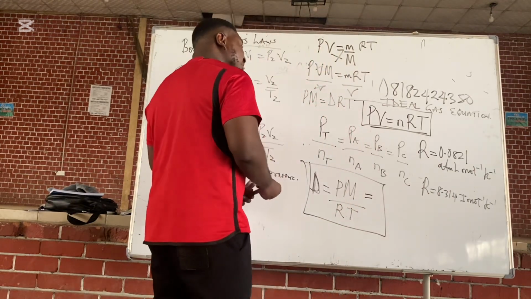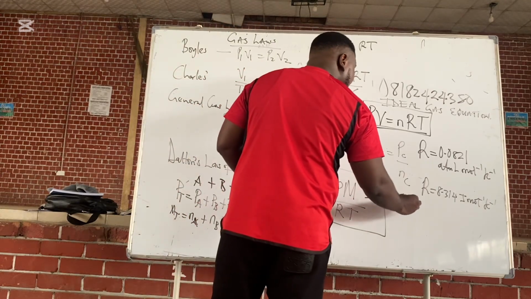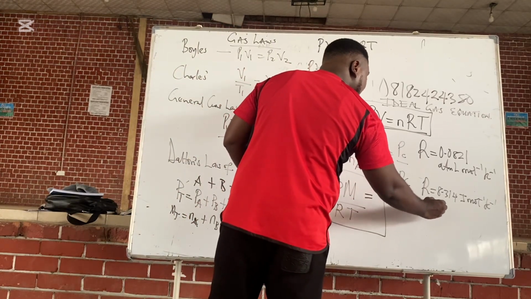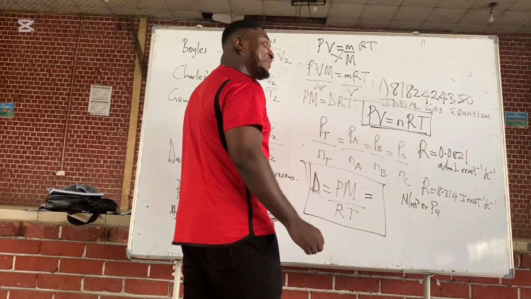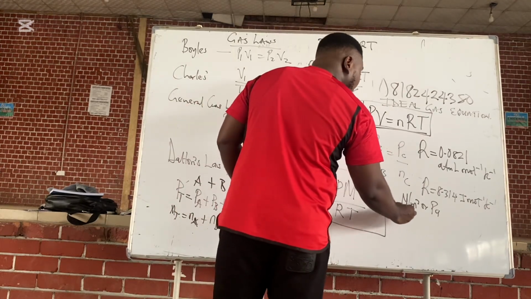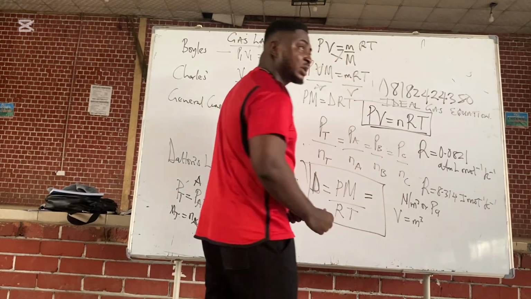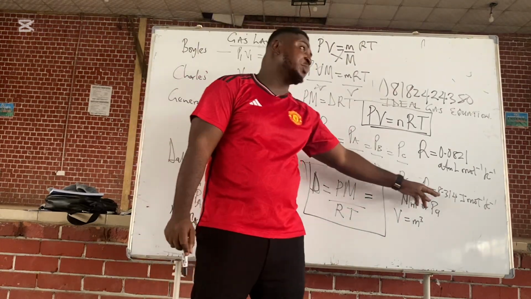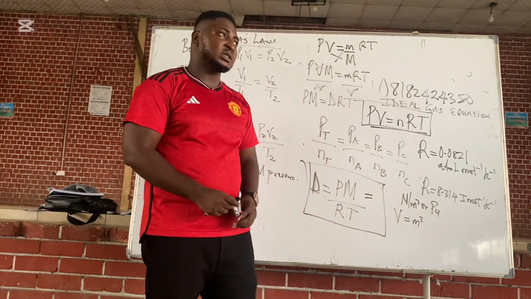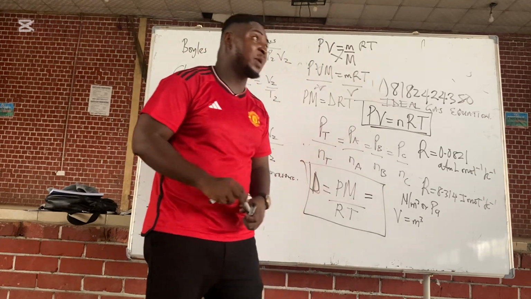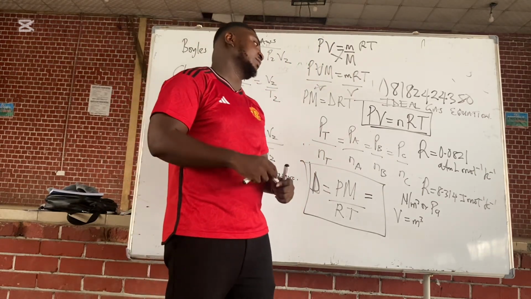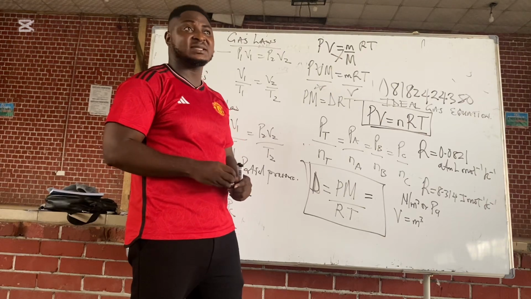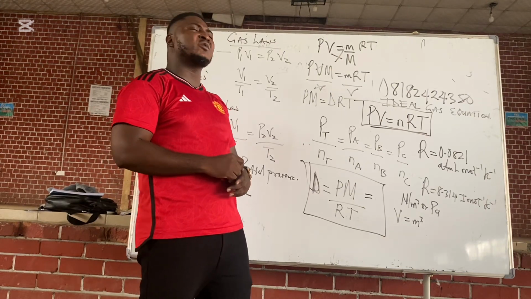But when they give you a question and your pressure is not in atm but is in newton per meter square, or is in Pascal, or is in what? When your pressure is in Pascals and your volume is in meter cube, I mean your volume is not in liter, it's in meter cube, class, you use joules, 8.314 joules per mole per Kelvin, your gas constant.